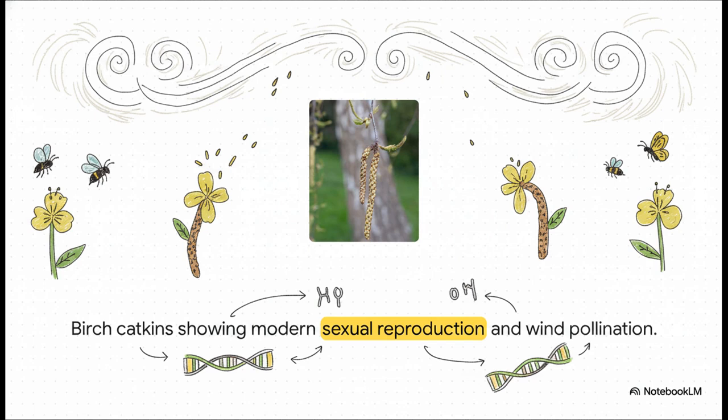Take birch catkins, for example. Modern trees use the wind, or they actively recruit insects, to spread their pollen far and wide. And to prevent self-pollination, which is just terrible for long-term genetic diversity, a single tree will often stagger the exact timing of when its male flowers release pollen and when its female flowers are actually receptive. It's an incredibly synchronized, delicate dance with the environment to ensure a strong, diverse future for the forest.